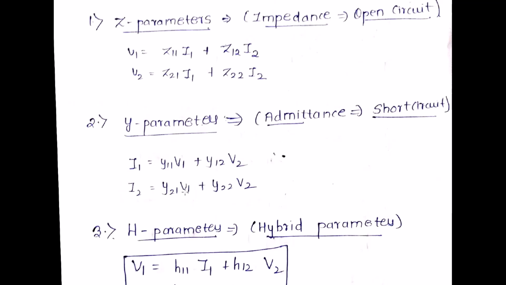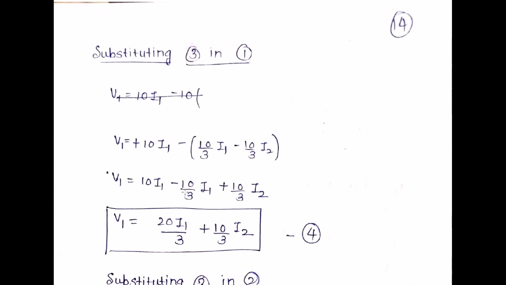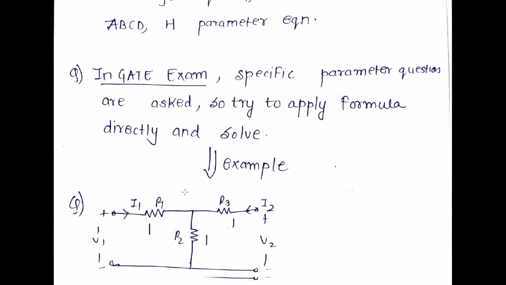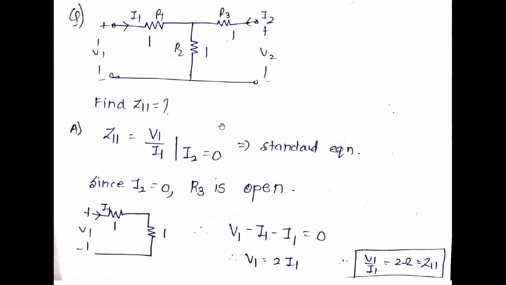So just apply that condition in the circuit diagram, apply the KVL, and you will get the final Z11 parameter. I hope I am very clear with this. Hence the Z11 parameter value is equal to 2 ohms, and that is my answer. So I hope I'm very clear with this.